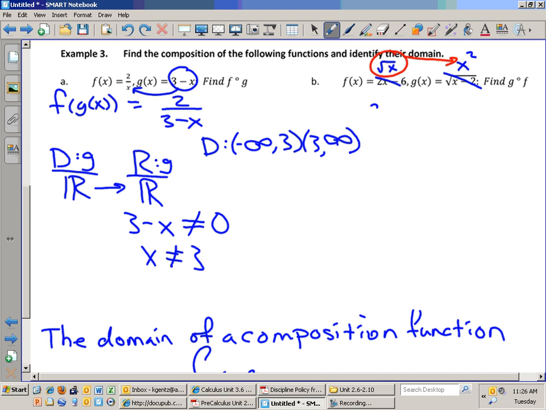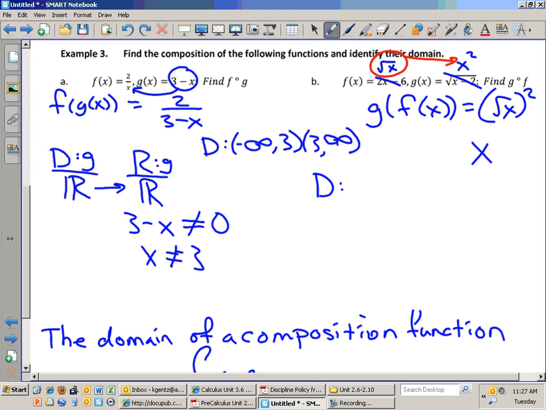So you get g of f of x is actually equal to the square root of x quantity squared. What's the square root of x squared? X. Now think about it. Is there anything that you can't plug into x? No. But yet our domain is not all real numbers. It's not. Watch.